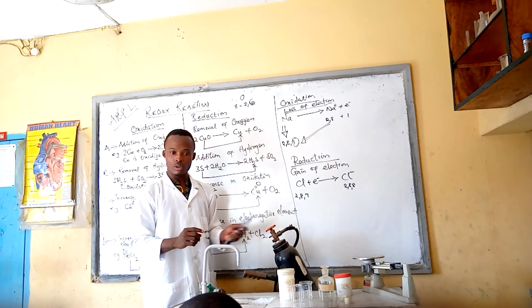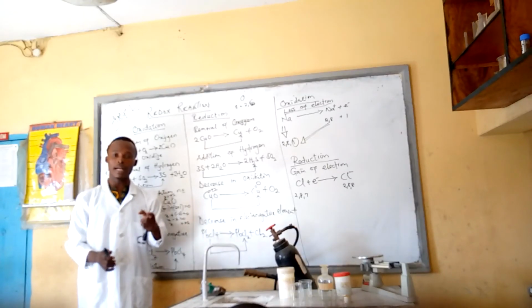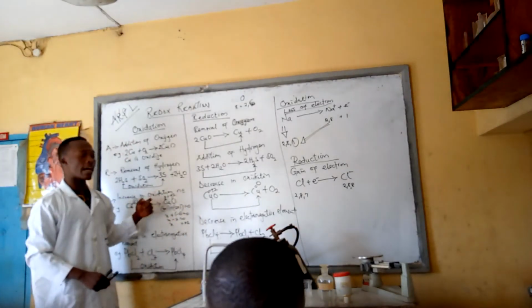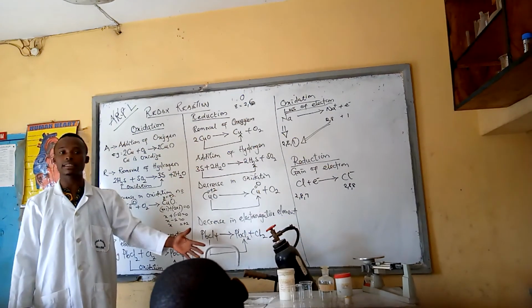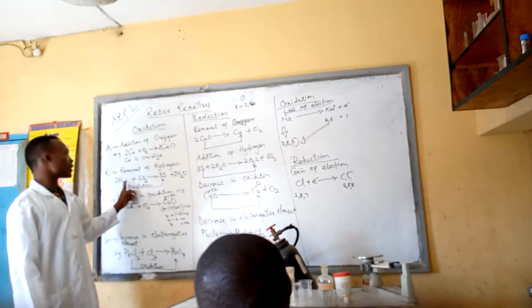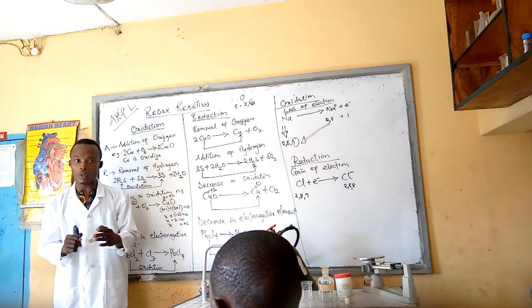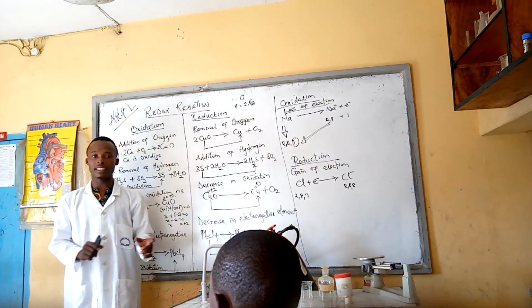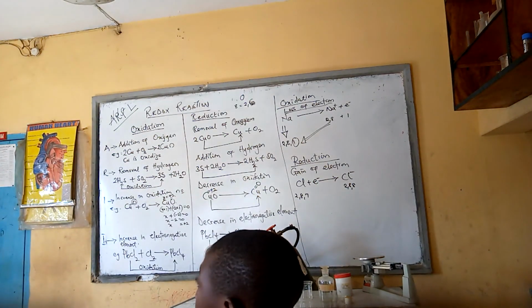So this is what we call oxidation and reduction reaction. Remember I said that any element that undergoes reduction has been reduced and is an oxidizing agent. That's a note. Then any element that undergoes oxidation has been oxidized, and it is a reducing agent. You can go to that mathematics now.